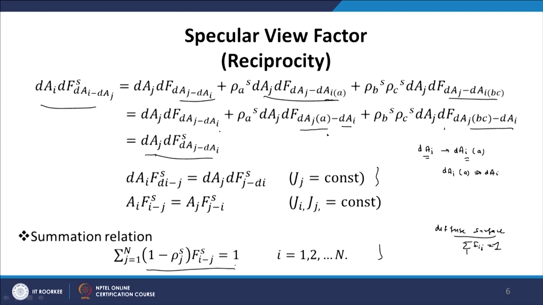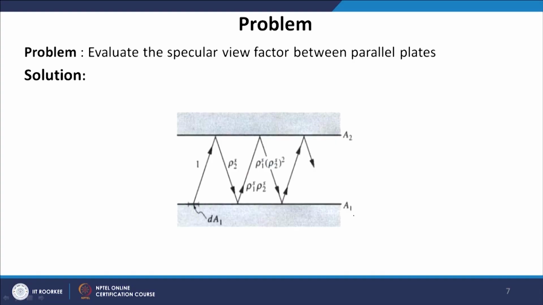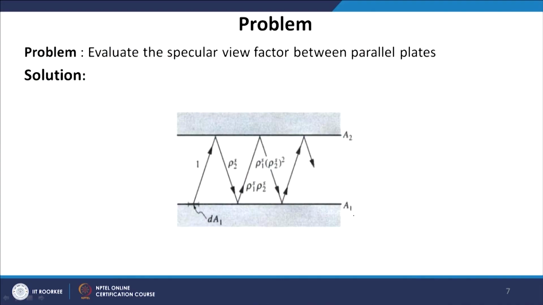So, the summation rule is different for specular surfaces and diffuse surfaces. Let us do one problem and find out the specular view factor for this geometry. We have two parallel plates, infinite parallel plates. The first surface has reflectance rho 1 s, the specular reflectance, and the second surface has reflectance rho 2 s.